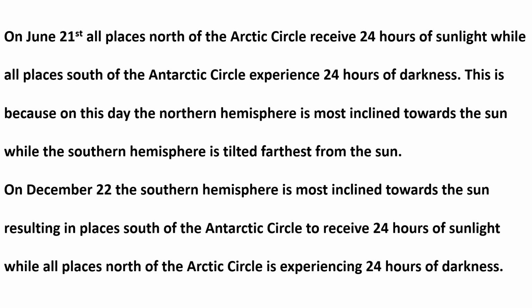And on December 22nd, this is the shortest day in the northern hemisphere, while it is the longest day in the southern hemisphere. So you see, the opposite tends to happen at both sides of the hemisphere, simply because of the tilting of the Earth from the sun or towards the sun at particular times of the year.